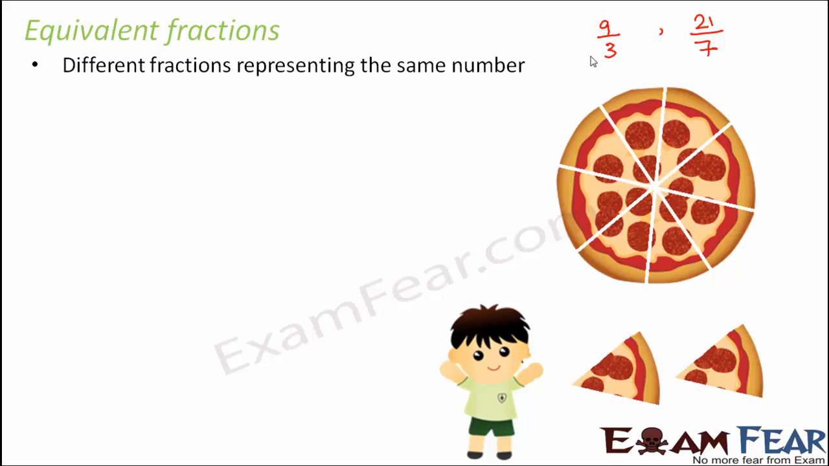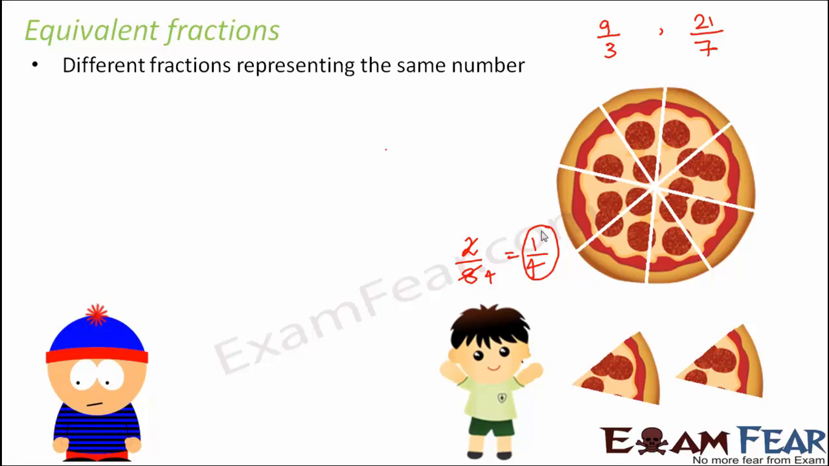So that means if I ask how much fraction or what part of the pizza did the boy eat? The boy ate 2 slices out of total 8 slices, that means 2 by 8, which is nothing but 1 by 4, because 2 into 4 is 8. So basically, the boy ate 1/4 of the pizza. So this is one scenario.